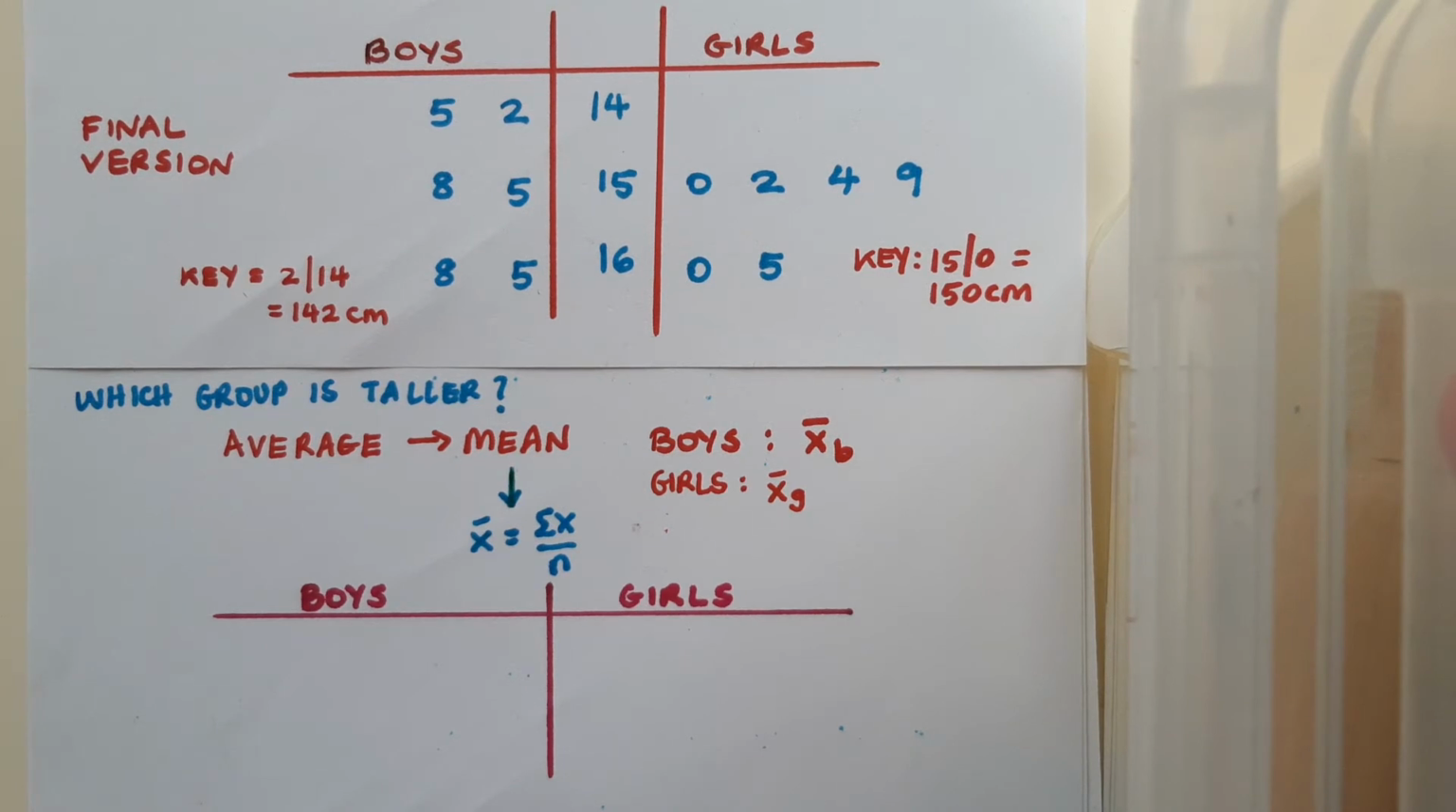I'm just going to split my page up so it's clear which calculations are for the boys and which calculations are for the girls. And I'm going to start by calculating the mean for the boys' set of data. At this point, it would be a good idea for you to pause the video and see if you can calculate this correctly yourself. Then play and check if you're correct.